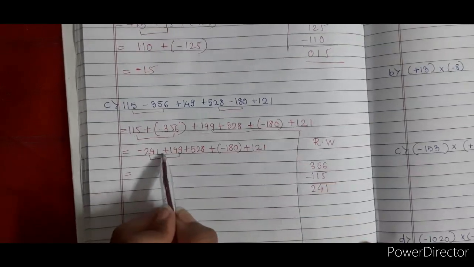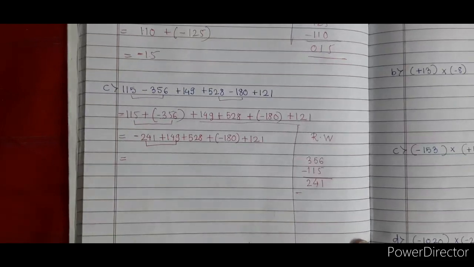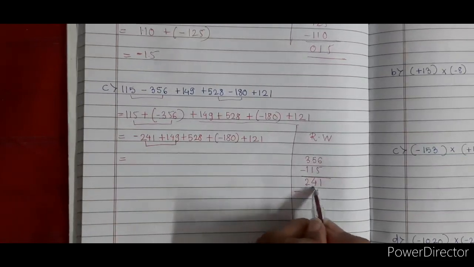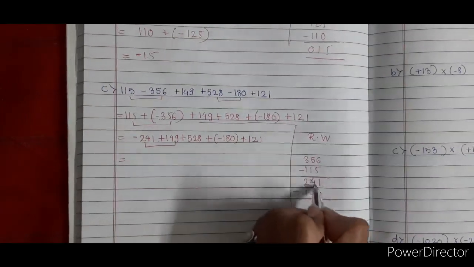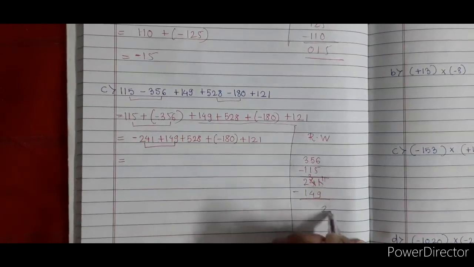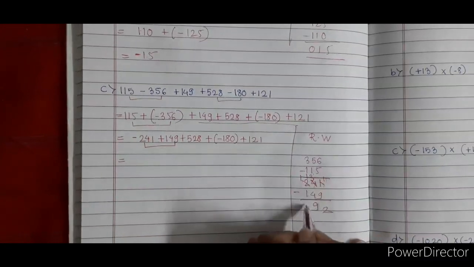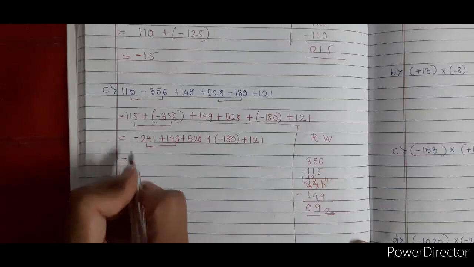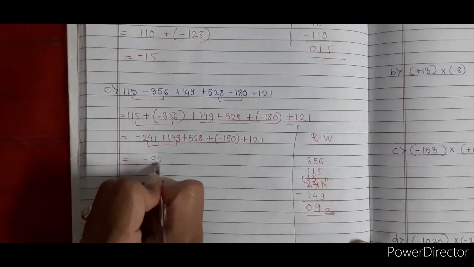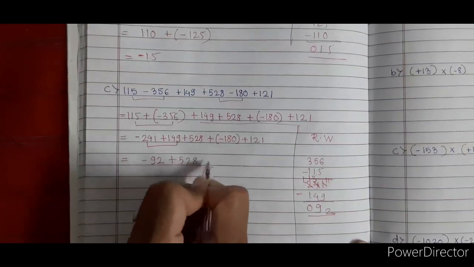Both of them have different signs. So I'll subtract the smaller number from the greater, that is 241 minus 149. So what will I get? 92. But the larger number has a negative sign, so it will be minus 92. Write the remaining terms as they are.